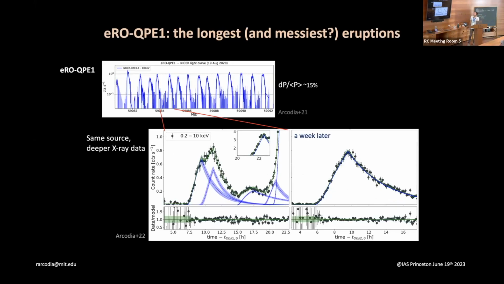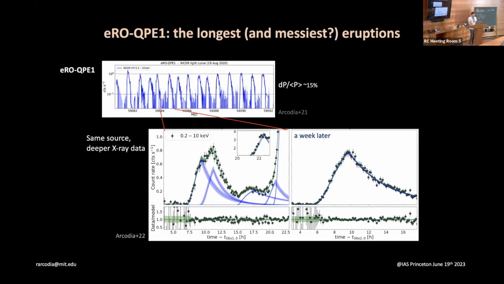Whereas this is new data, well, not new, but more data that I showed on eROQP1, which was the one with the longest recurrence of about a day, with a lot of scatter. You can see it by eye in the arrival times. This is XMM data of the same source. And we published last year this sort of complex behavior in which during an observation there was a clean single burst. A week before, there was a chaos of overlapping bursts in pretty much the same amount of time.